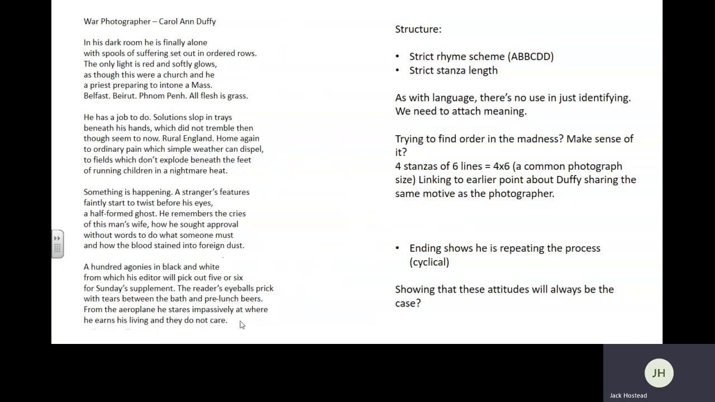And again, we think about what that could represent. Perhaps it could be showing that these attitudes will always be the case, that this is just going to be a never-ending cycle. And when we think about when this was written in the 80s, we think about whether these attitudes have changed over the last 40 odd years. Probably not. So again, that's something you can use.